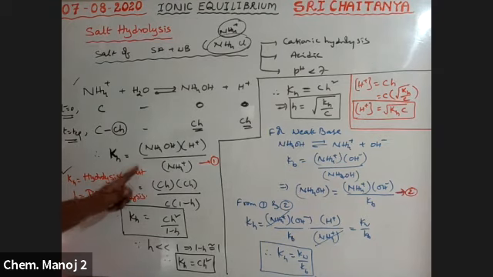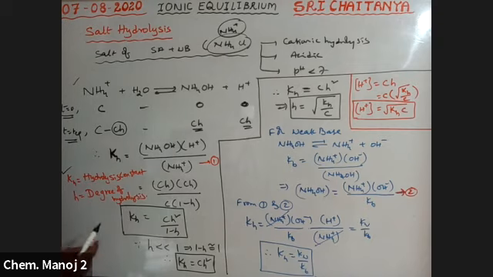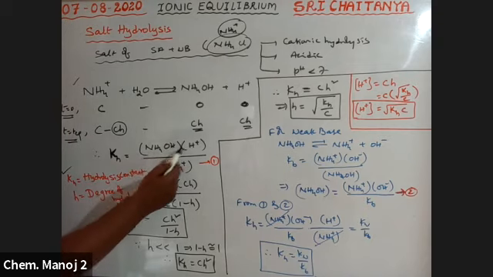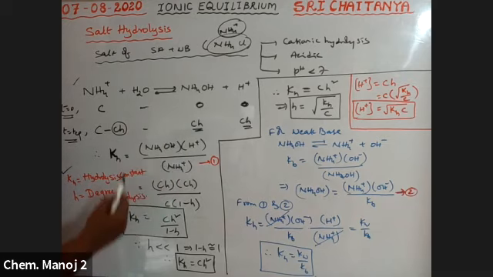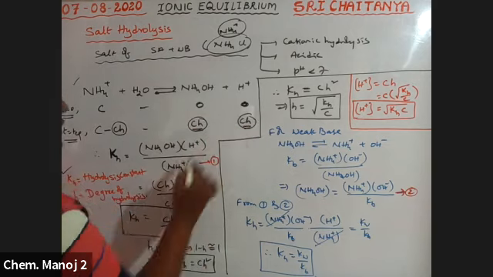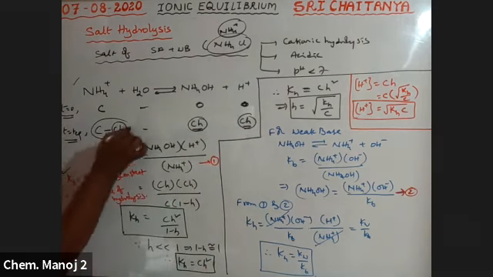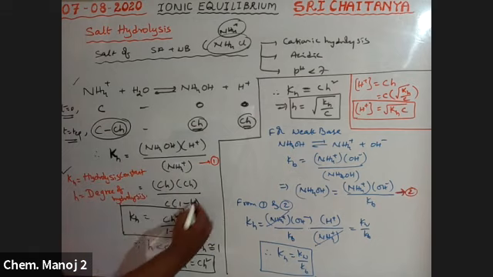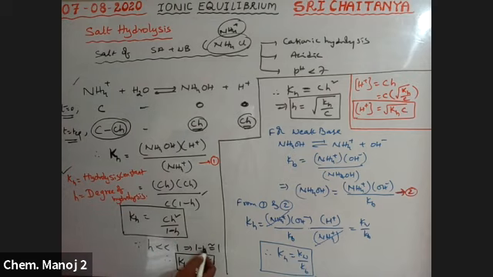What is this hydrolysis constant? Kh is the hydrolysis constant. Now, the products are NH4OH and H plus, so product concentration by reactant concentration. NH4OH concentration is Ch, H plus concentration is Ch, and the reactant is C minus Ch. So finally we get Kh equal to Ch squared over C(1 minus h). When compared to 1, h is negligible, so 1 minus h is considered as 1. Therefore Kh is equal to Ch squared.